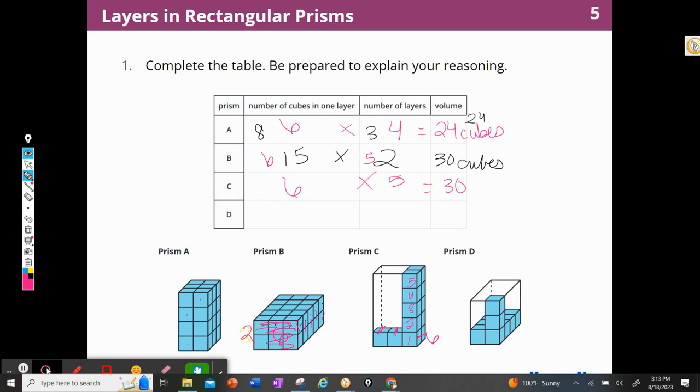For prism D, I have 1, 2, 3, 4 cubes, and I have 2 rows of 4, so that's 8 on the bottom, 8 in the bottom layer, and then I have 1, 2, 3 layers of 8. Oops, 3 layers of 8, Mrs. Lemoyne. 8 times 3 would be 24 cubes. All right, so I've just found the volume by using multiplication and counting layers instead of having to count each and every cube. That makes my life much, much easier.